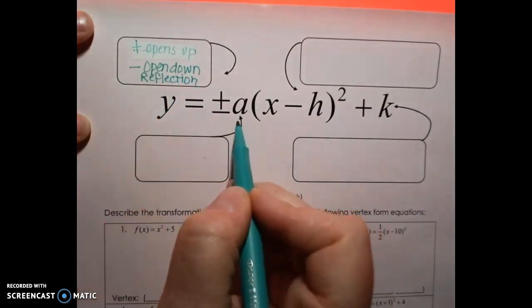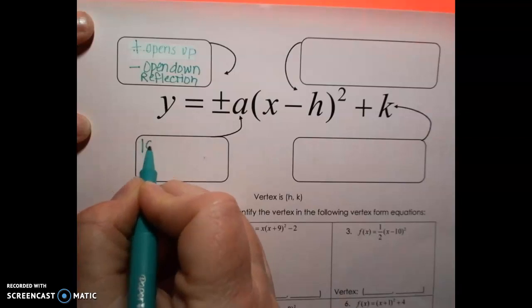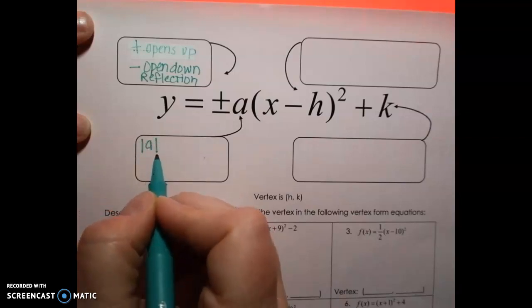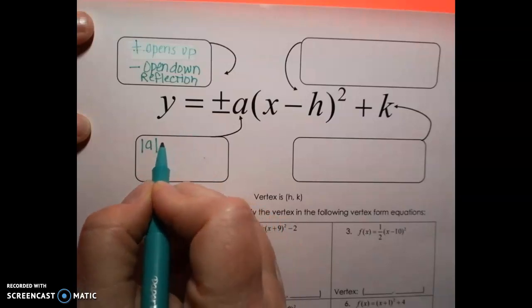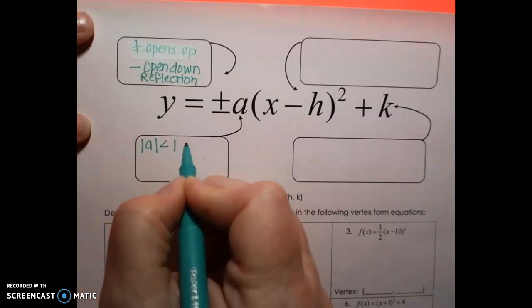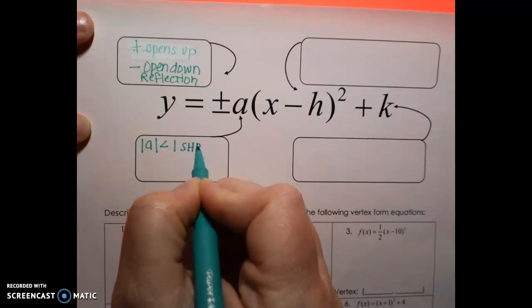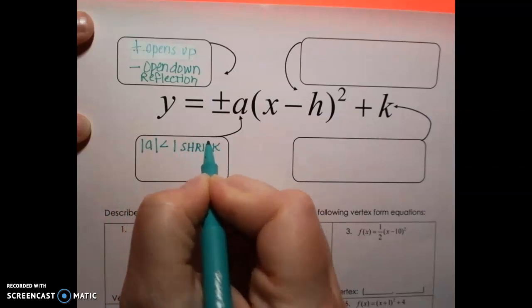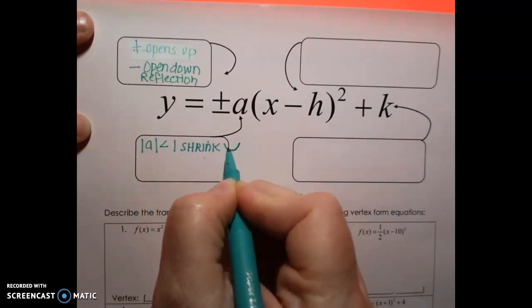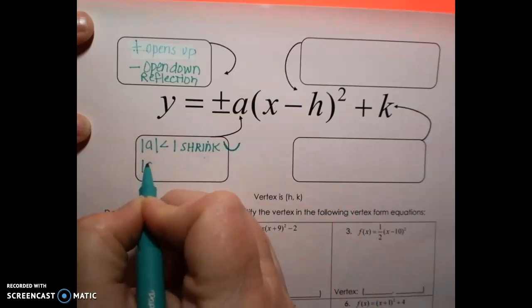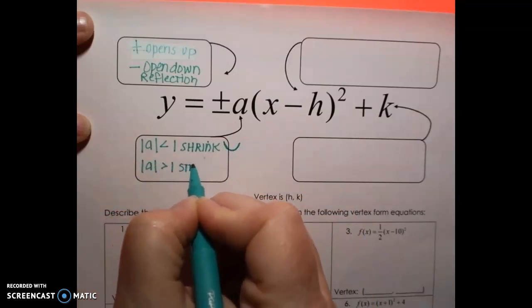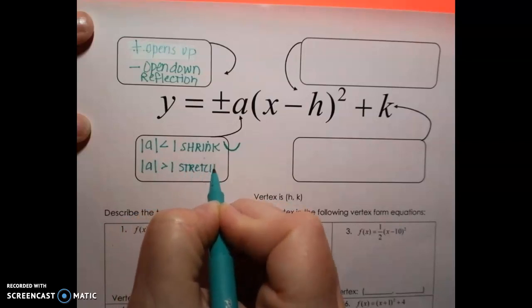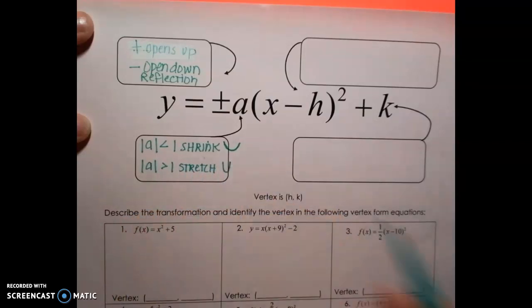Okay? The A value itself, the absolute value of A, remember that means ignore any sign. If the absolute value of A is less than 1, we call it a shrink. It makes the graph fatter, so it gets wider than the parent. If the absolute value of A is greater than 1, we call that a stretch, and that makes it narrower than the parent, makes it longer and skinnier.